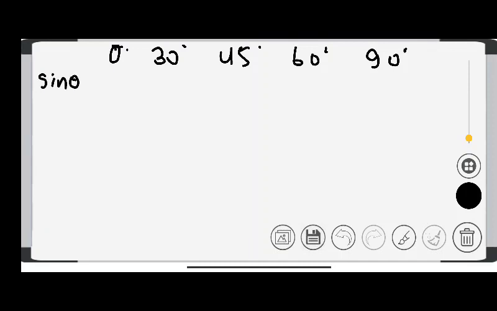Here is 0 degree, here is 30 degree, here is 45 degree, here is 60 degree, here is 90 degree. If I use sine here, first of all let's derive the value. How would you be able to take this? Let's start.